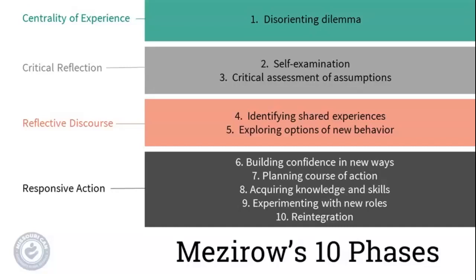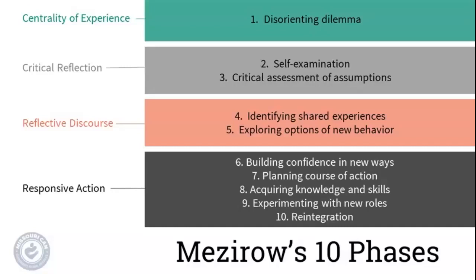Thirdly, you move into this reflective or rational discourse area where you identify shared experiences and you explore options of new behavior. So this is really where we look at how our beliefs and feelings are validated or challenged by others, and the goal during this phase is really mutual understanding. And then finally, you move into the biggest arena in Mezirow's 10 phases, and that's your responsive action. So this is where we start to make choices and act upon our transformed perspective.